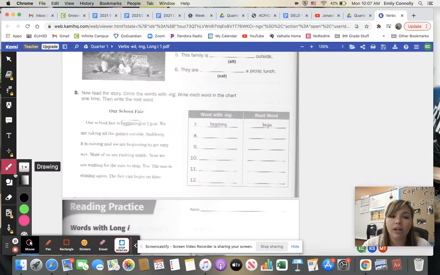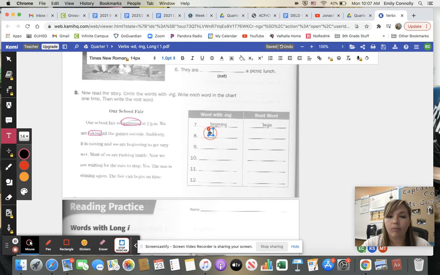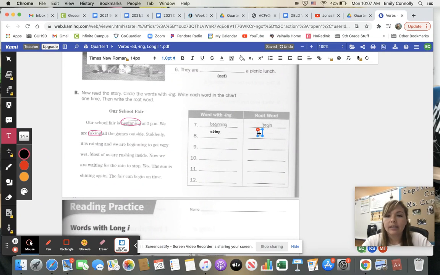Now we need to circle all of the words with ing so we can see that beginning has ing. I also see taking has ing. So over here, we're writing beginning. And if we cross out the ing, we get begin. Taking, we'll write that right there. If we cross out the ing, if there's no ing, we get take.